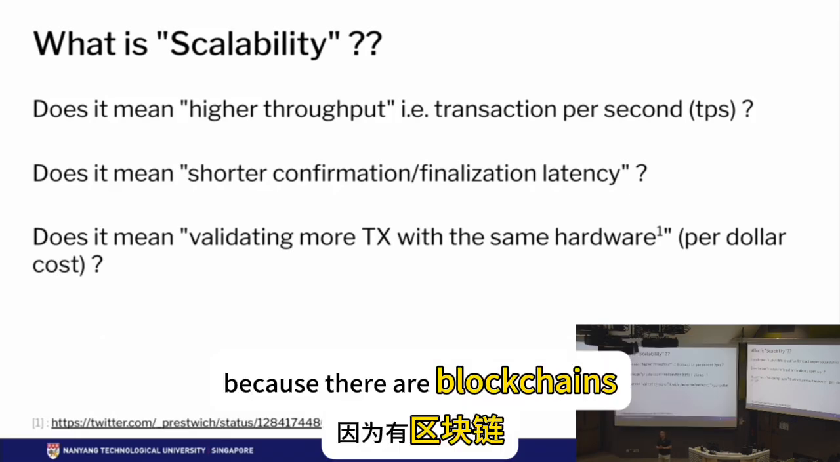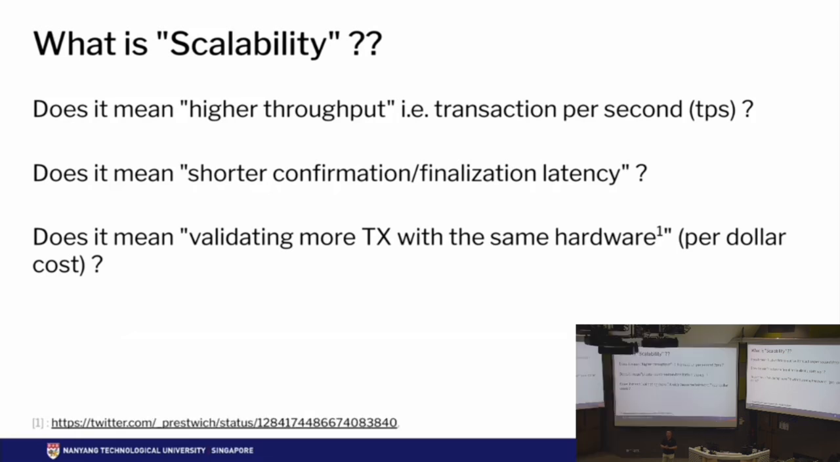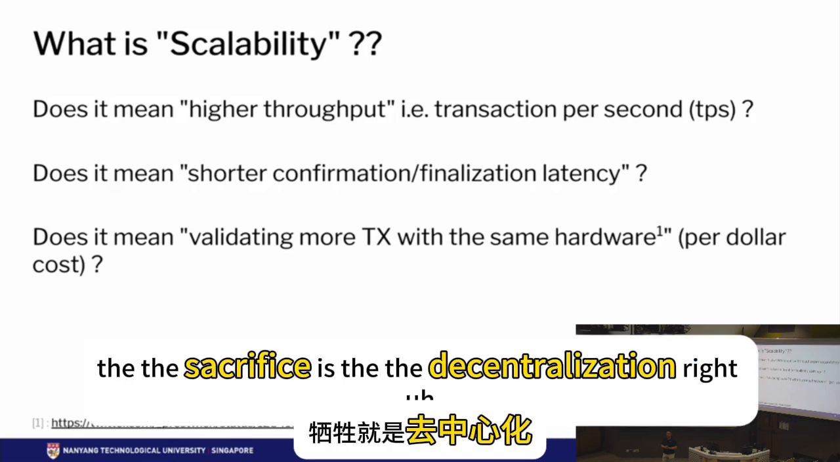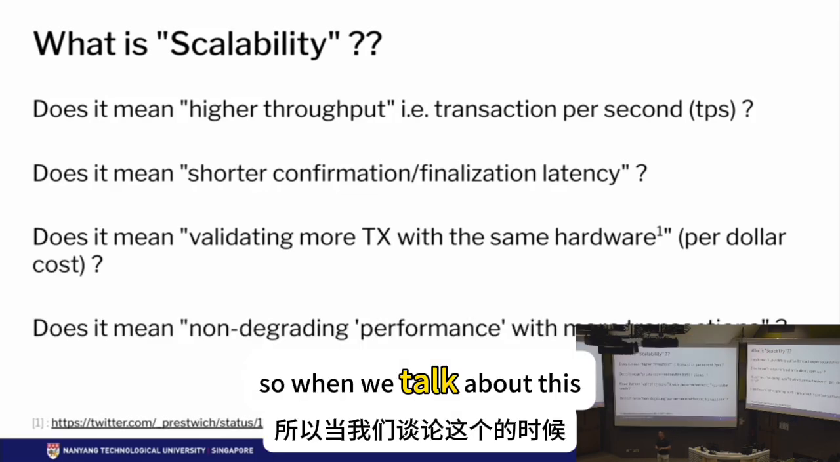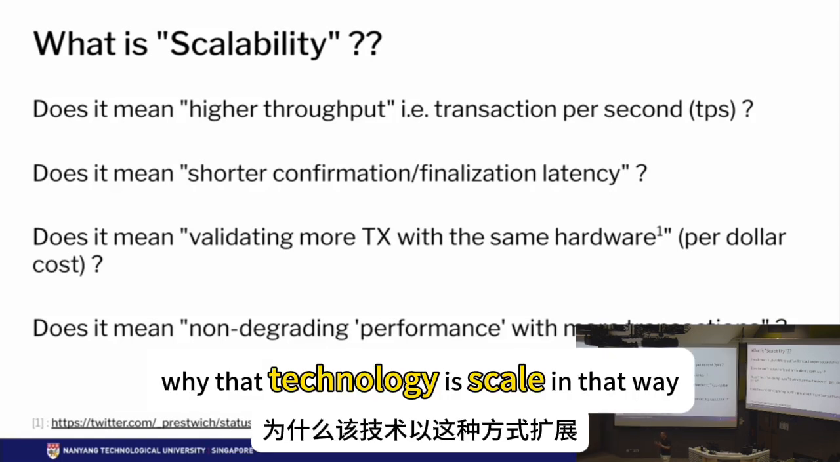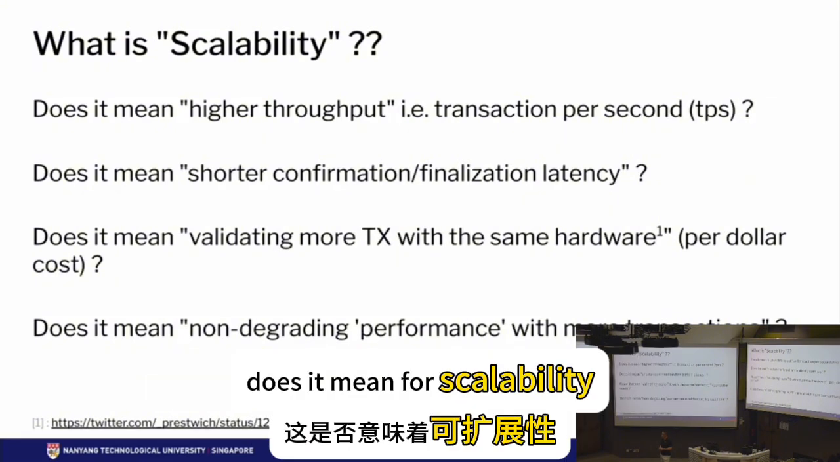Because there are blockchains that basically use more expensive hardware to accelerate everything, and you think it's very fast, but actually the sacrifice is decentralization, right? So when we talk about this, we have to define clearly so that we know why the technology is scaled in that way, and what it means for scalability.